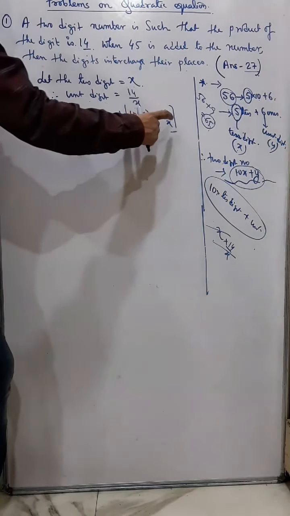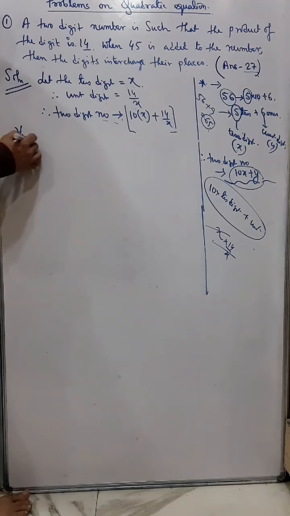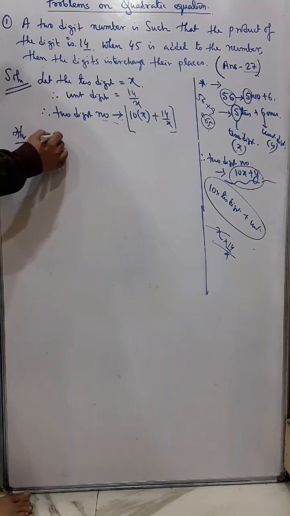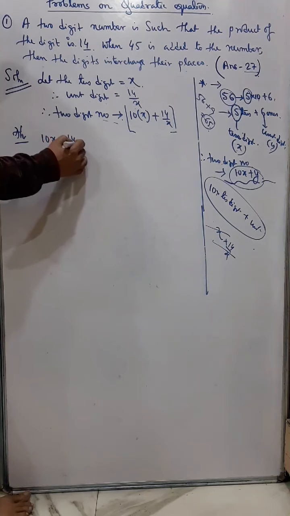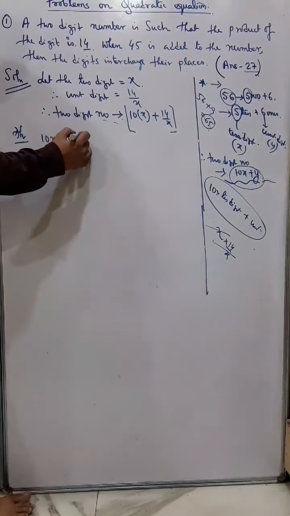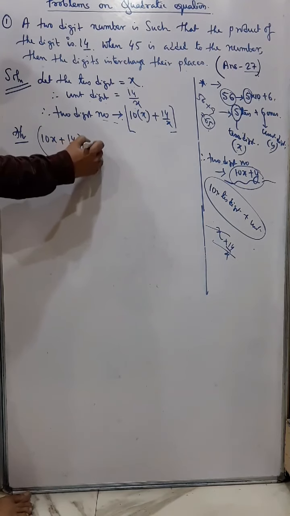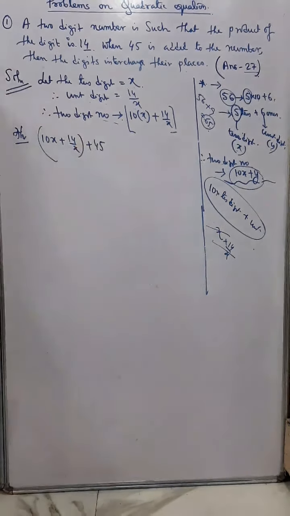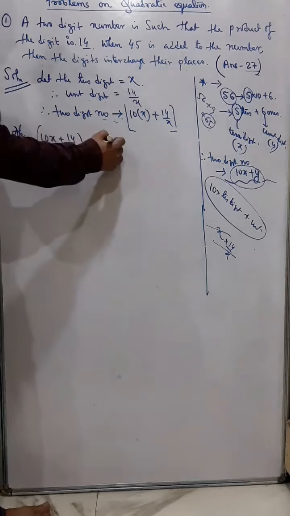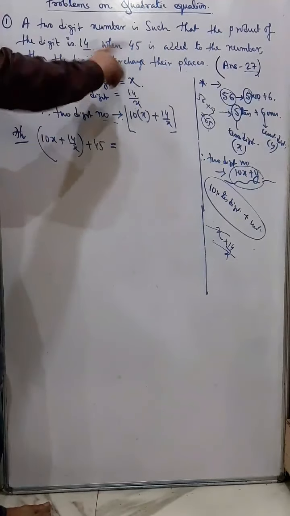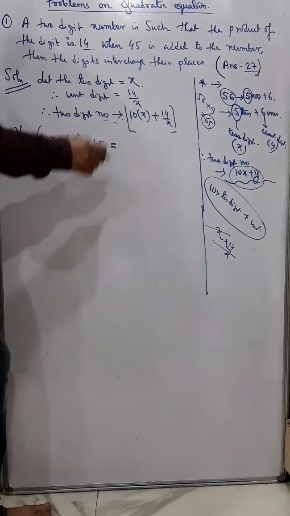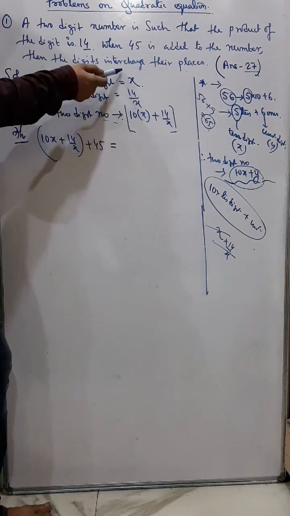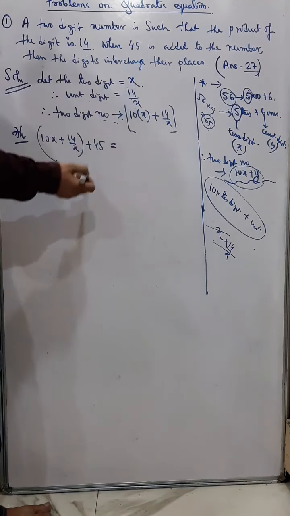Similarly, in this case also, if I am adding 45, the digits will get interchanged. So according to the question, this 2-digit number is 10x plus 14 by x, and if I add 45 to it, the number gets reversed. The digits interchange their places, meaning the unit digit becomes the tens digit and the tens digit becomes the unit digit.